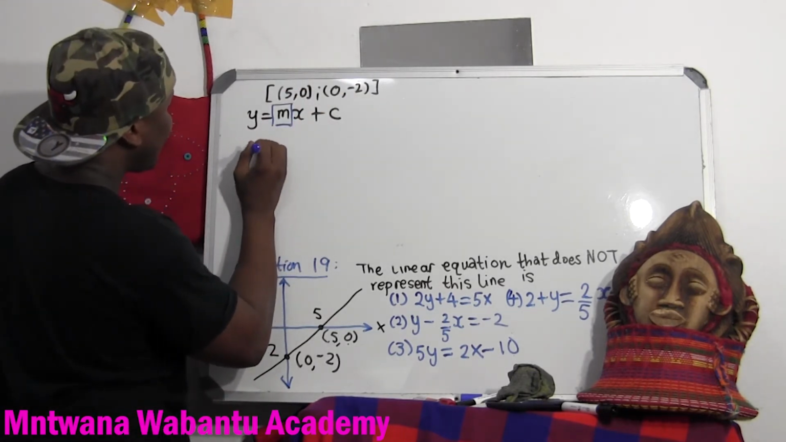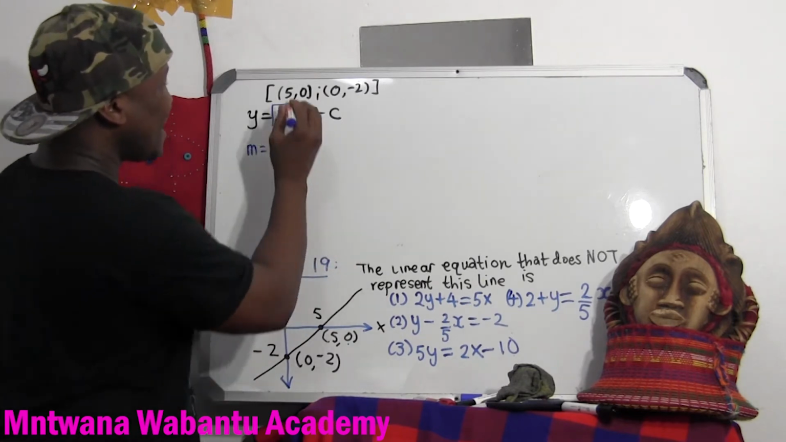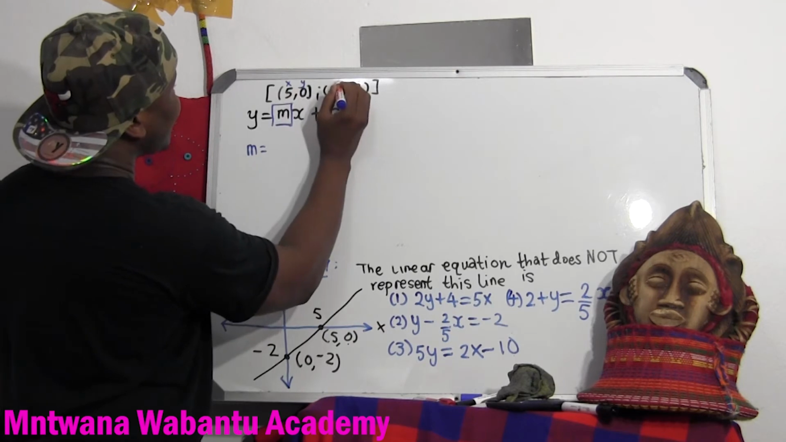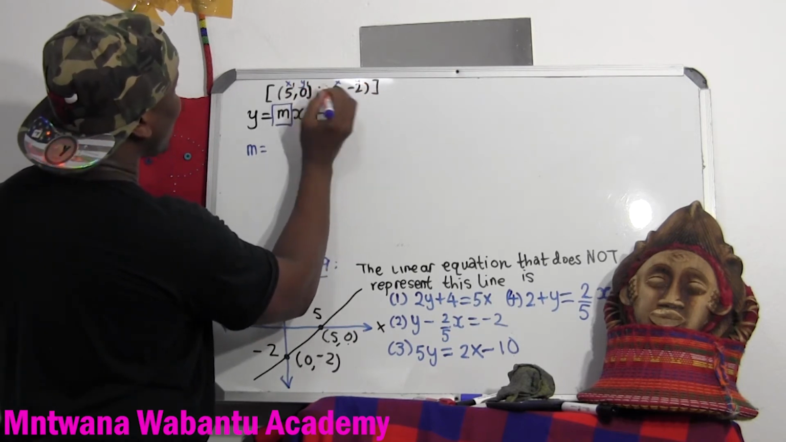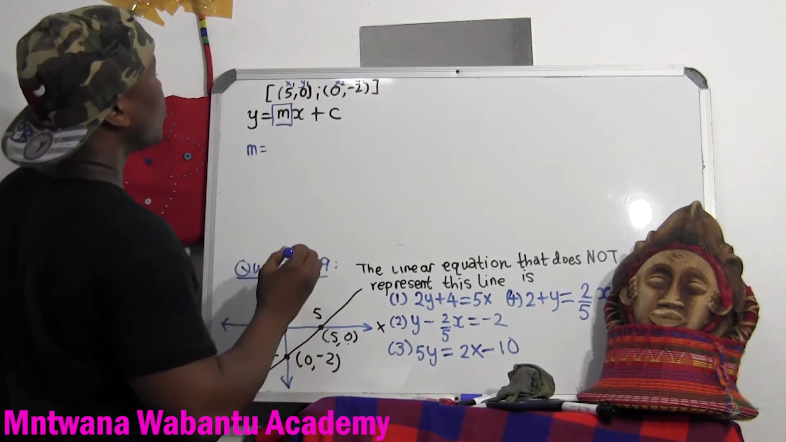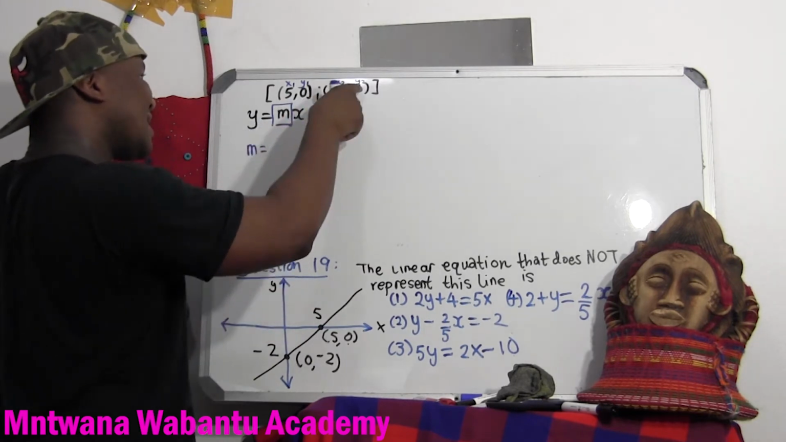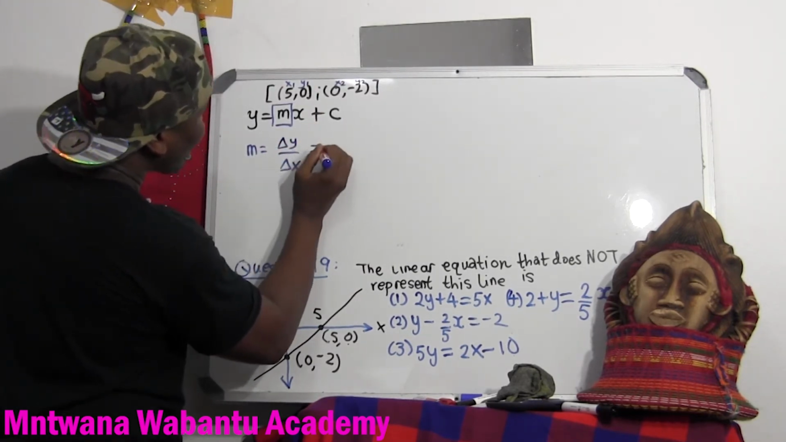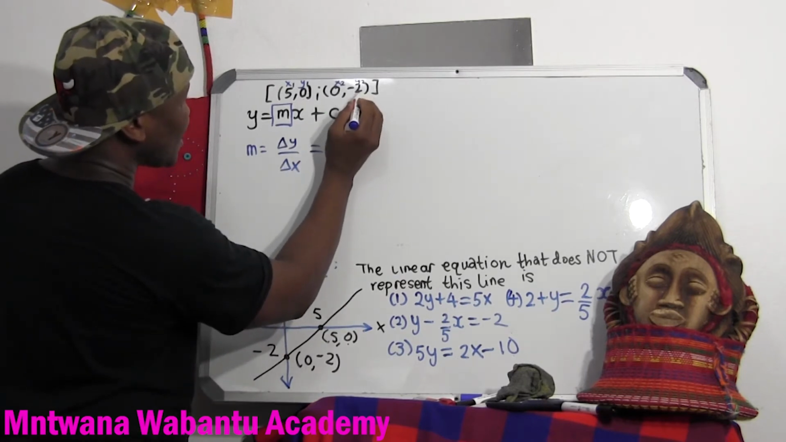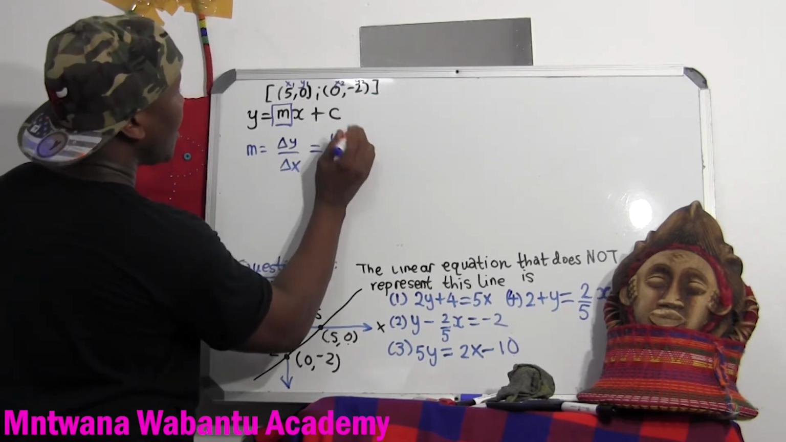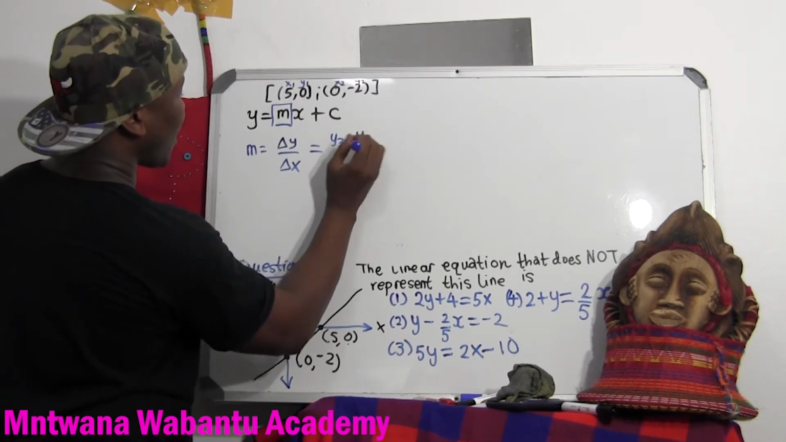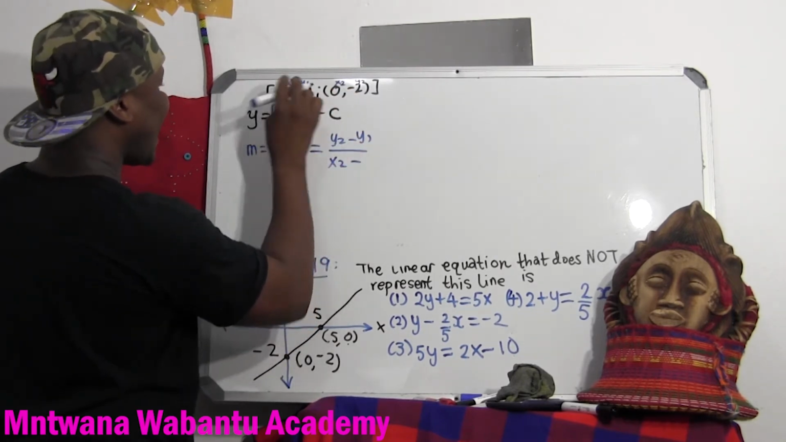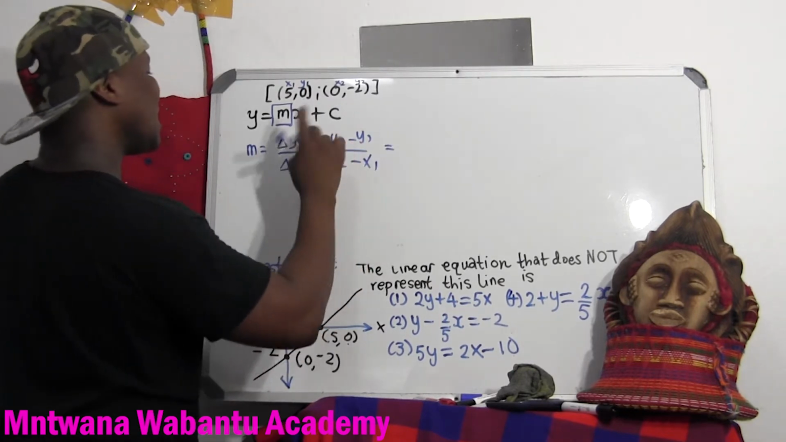So m equals the change in y. Remember, this is x and this is y, and this is x and this is y. Let's call this x1, y1, and this x2, y2. If you want to get the slope, take the change in y over the change in x. In other words, take y2, which is -2, minus y1, over x2 minus x1. That's the change in x.